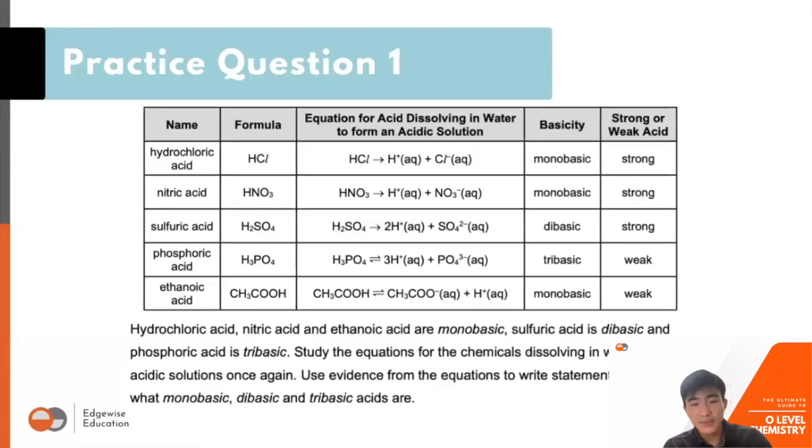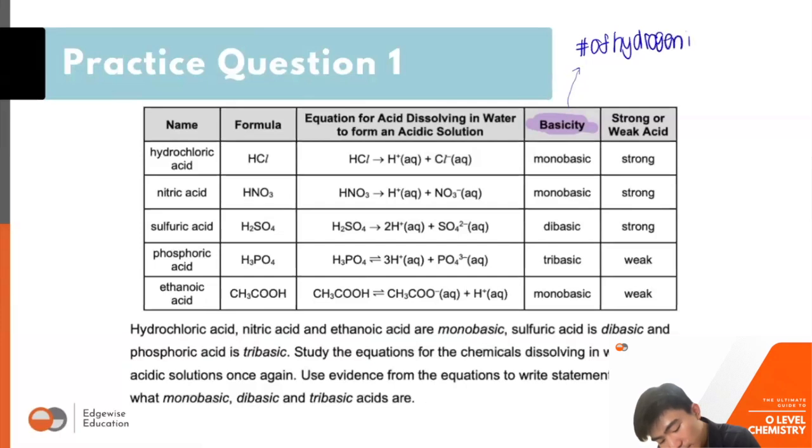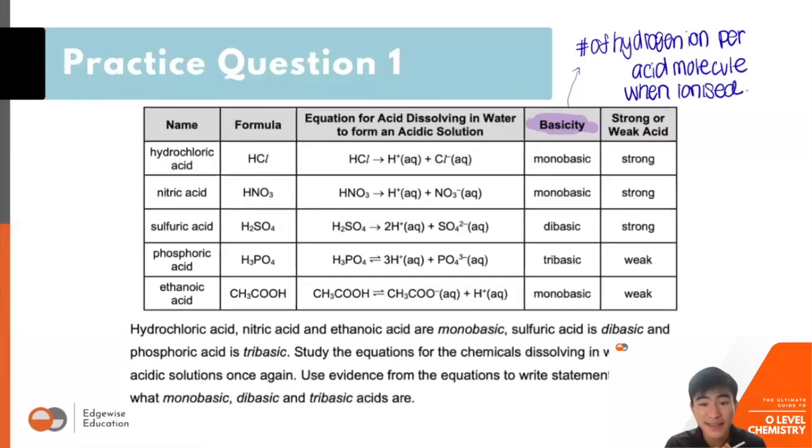Now, they give you these three terms. Just now I talked about basicity, right? Remember, I talked about this term, but very briefly. I never really said much about it. Basicity is simply referring to the number of hydrogen ions per acid molecule when it is ionized. What does that mean? It means when I write the equation, on the left-hand side I have one acid molecule. How many H plus do I get at the end?